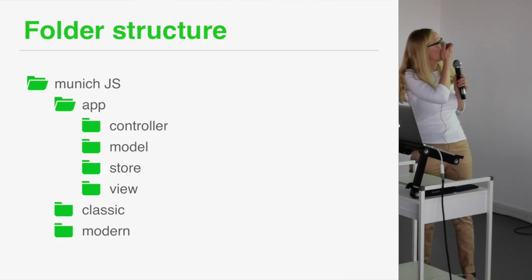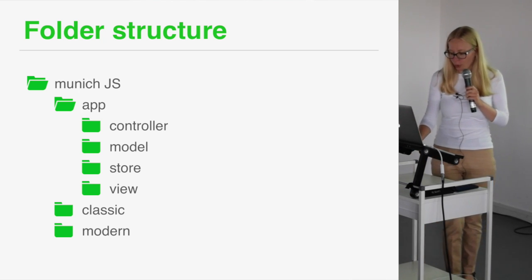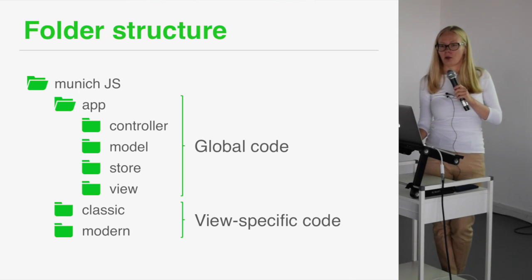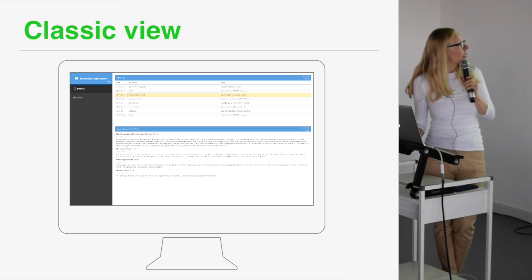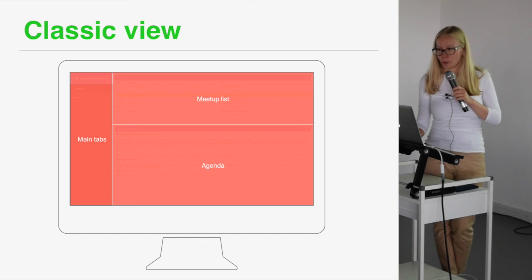How is it implemented? First of all, MunichJS is the root folder of our application, and global code will be located in the app folder: global controllers, model, and view. View-specific or toolkit-specific code will be located in the classic and modern folders. As I said, the main reason to love ExtJS is the huge amount of UI components, and all UI components of the MunichJS application, the main tabs, meetup list, and agenda, are just extensions of standard ExtJS components: tab panel, grid panel, and view.